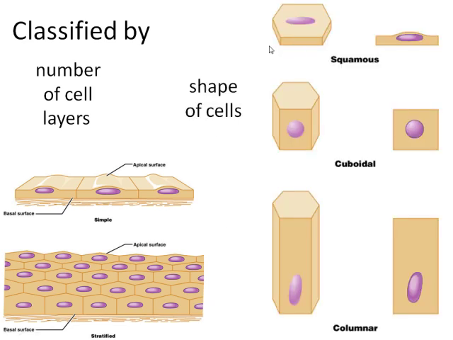If the cells are irregular in shape and usually somewhat flattened, they're called squamous. If they are box-like, they're cuboidal, and if they're more rectangular, they're columnar. So you can have simple squamous epithelium, simple cuboidal epithelium, simple columnar epithelium, or stratified squamous, stratified cuboidal, stratified columnar.